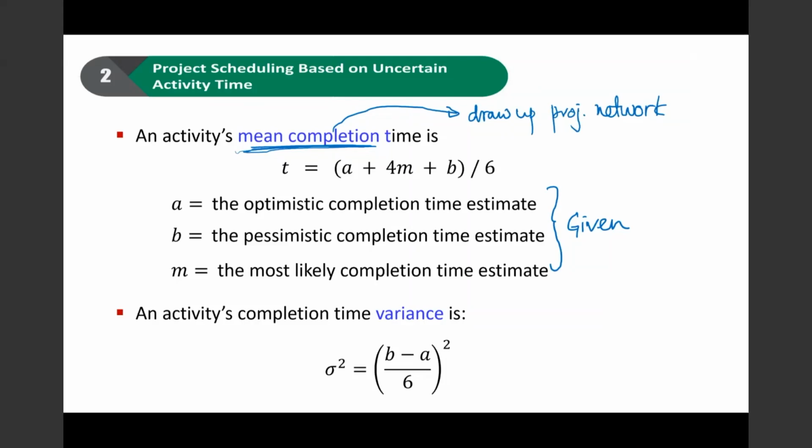problem, that means you need to first find out what the mean completion time is before you draw up your network. Okay, and then you will also be able to calculate the activities' completion time variance, which is given in the formula: variance equals (B minus A) over 6, squared.